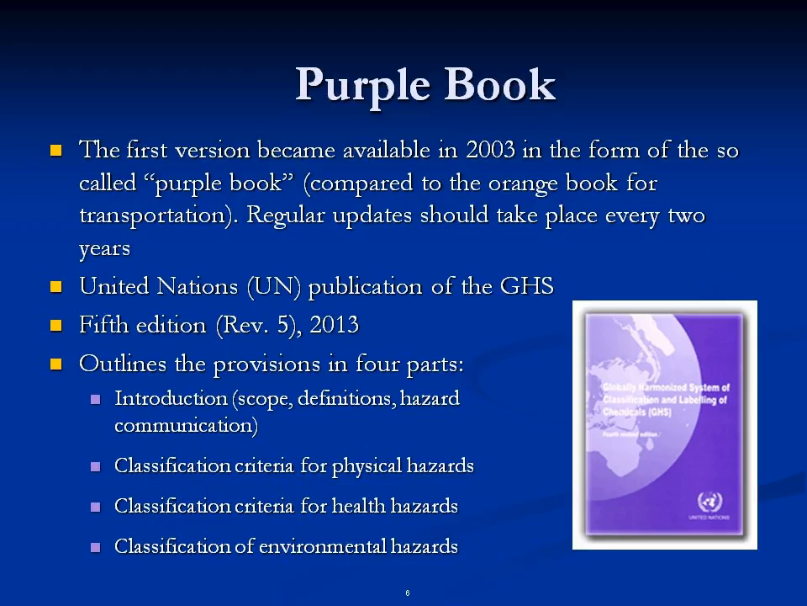The GHS itself was originally published in 2003, the first edition, though it was adopted by the UN in 2001. And it is called the Purple Book. The cover stays purple all the time, and there are regular updates every 2 years. Just this fall, revision 5 of the GHS was issued and is available on the UN website. And I'll give you that website at the end of the presentation here today. Each revision of the entire GHS is available to download and use for free from the UN website.